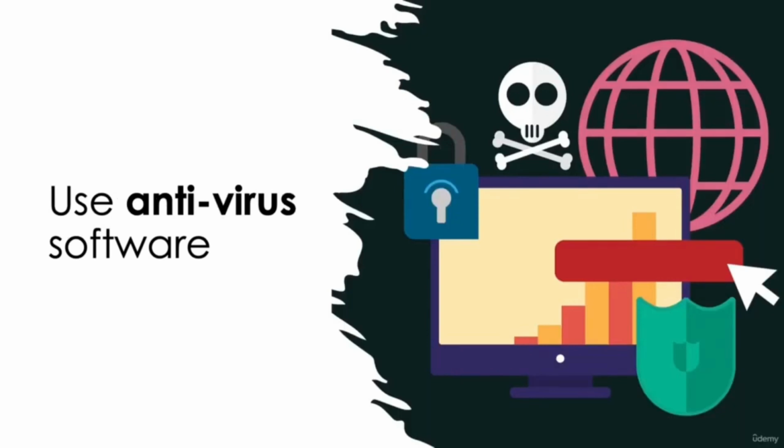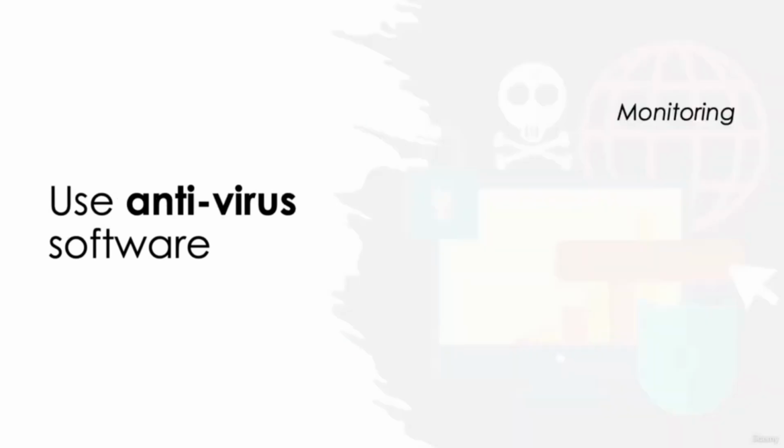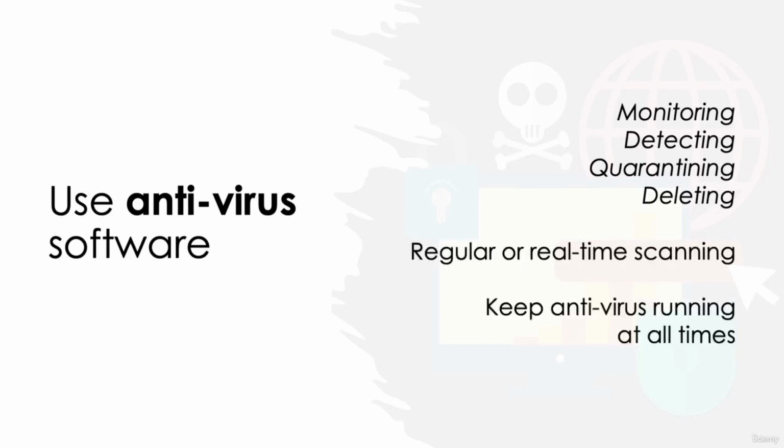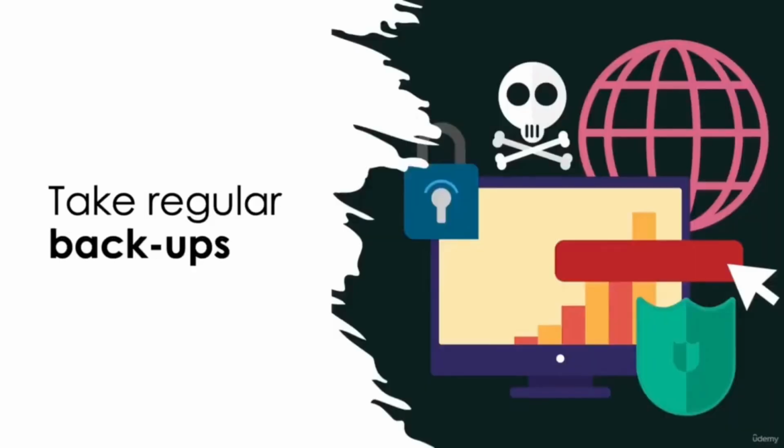Use antivirus software. Antivirus software works by monitoring, detecting, quarantining and deleting malicious programs from running and causing damage to your computer or device. Quite often, some of the more modern devices come with built-in antivirus software, such as smartphones and tablet devices. Antivirus software will also perform regular or real-time scans to check for any threats. It's important to ensure your antivirus is always running so that it can check files and downloads routinely and avoid potential risks.